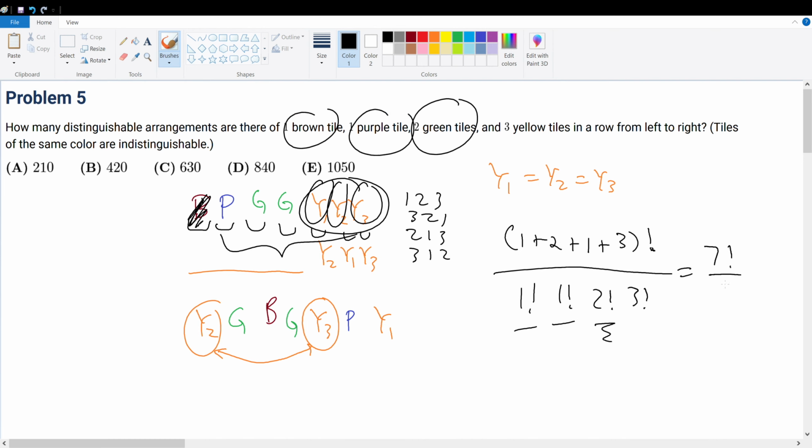That's 7 factorial over 2 factorial times 3 factorial, which becomes 7 times 6 times 5 times 4 divided by 2. This becomes 2 times 5, which is 10. 6 times 7 is 42. 42 times 10 is 420. Therefore, your final answer will be answer choice B.